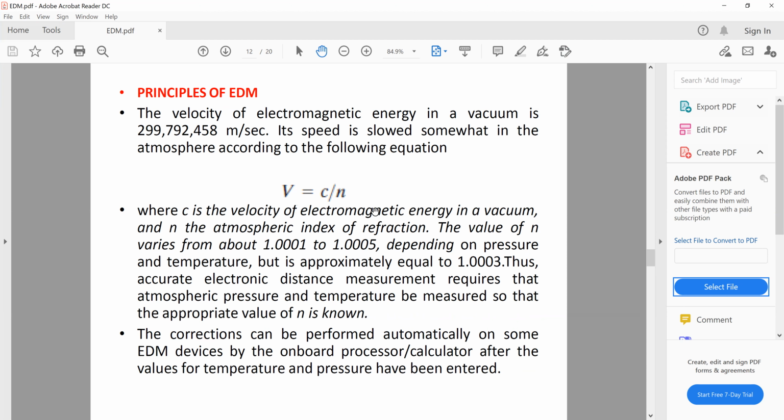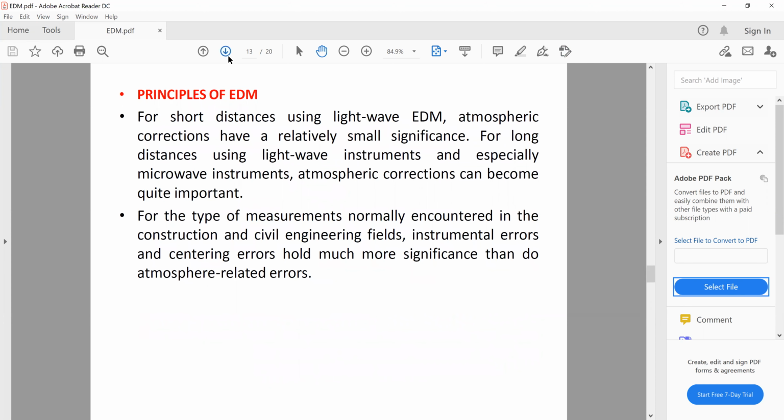So this correction can be applied if you calculate this index of refraction, and you can apply it to your velocity, and some adjustments can be made in the calculations, and you can come up with the correct distance. For short distances using light wave EDM, atmospheric corrections have a relatively small significance. But like we discussed, as the distance keeps on increasing, the errors keep on increasing, and that's when you need to apply corrections. And for the type of measurements normally encountered in construction and civil engineering fields, instrumental errors and centering errors hold much more significance than do atmosphere-related errors.